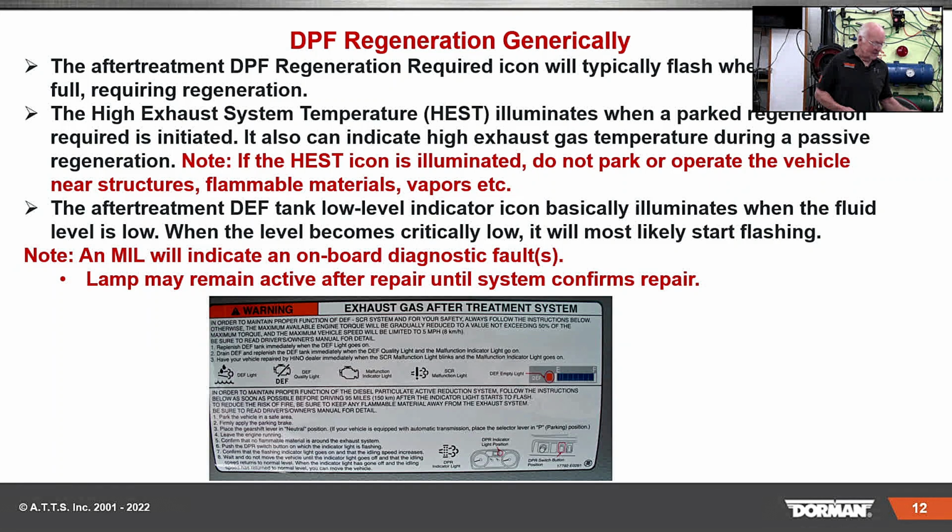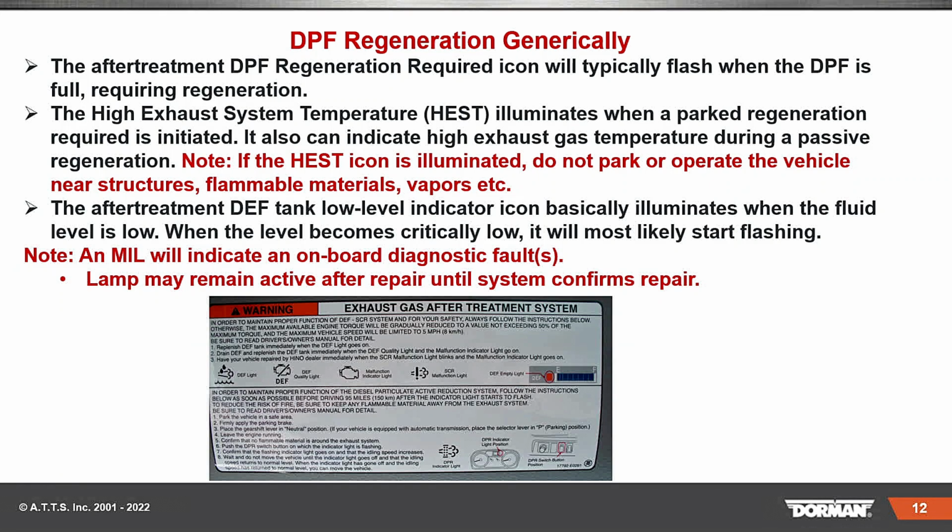Now, DPF regeneration, we're into it generically again. The after treatment regeneration required icon will typically flash when the DPF is full, requiring regeneration. And we're back to that high exhaust system temperature. It illuminates when a park regen is required or initiated. Keep in mind, it also can indicate high exhaust temperature during a passive regen. So if that HEST, that high exhaust temperature icon is on, do not park or operate the vehicle near structures. Okay, they do get hot, just a little reminder.